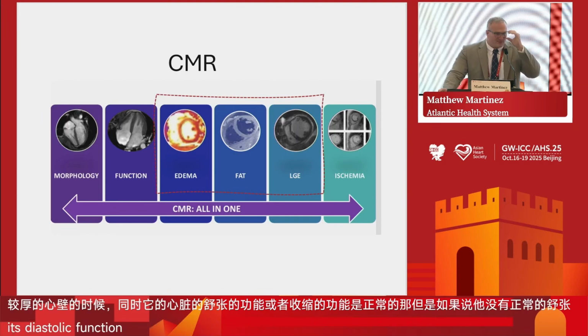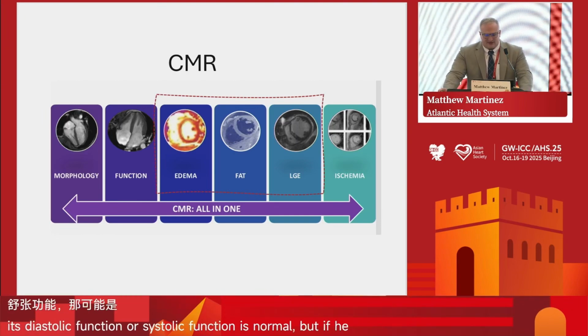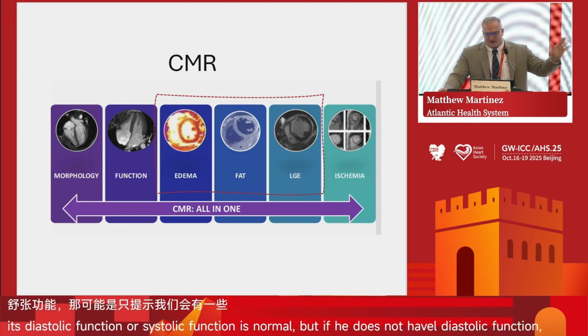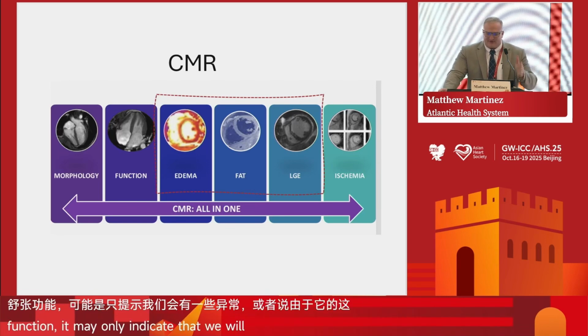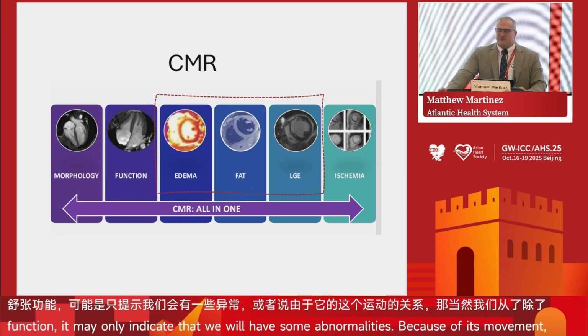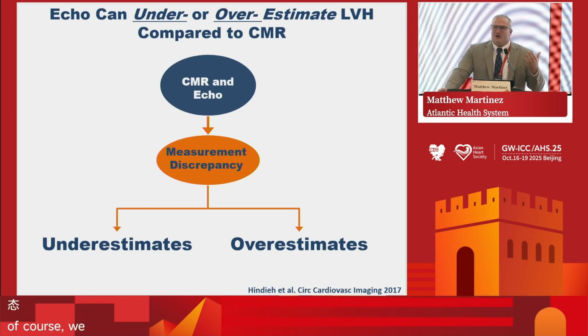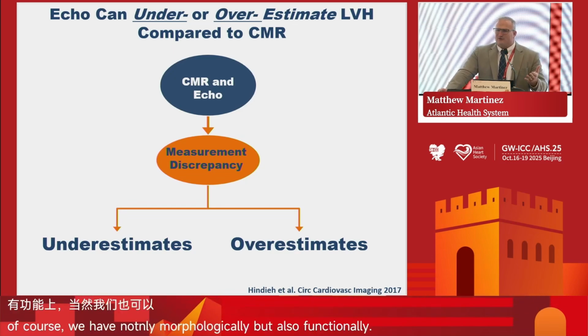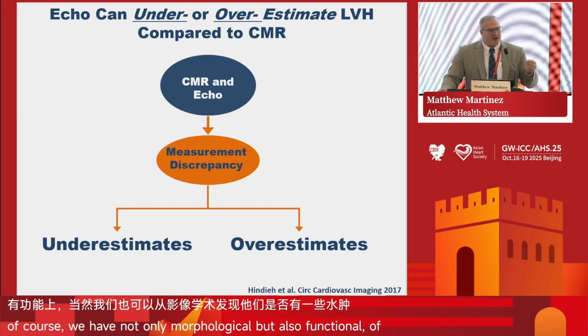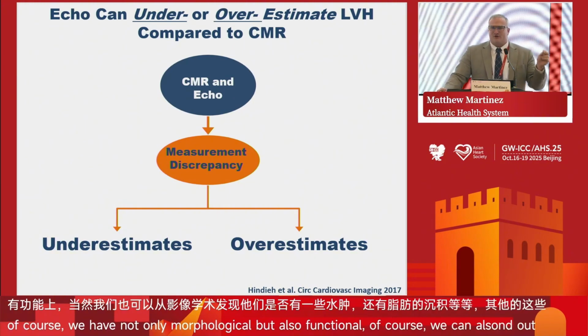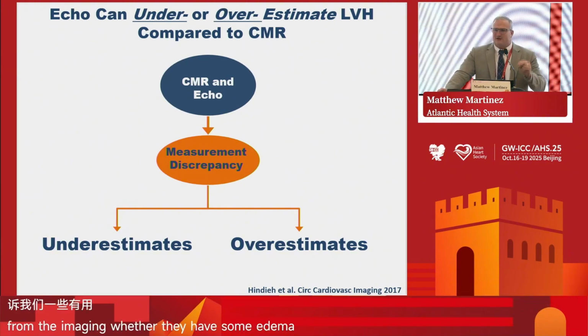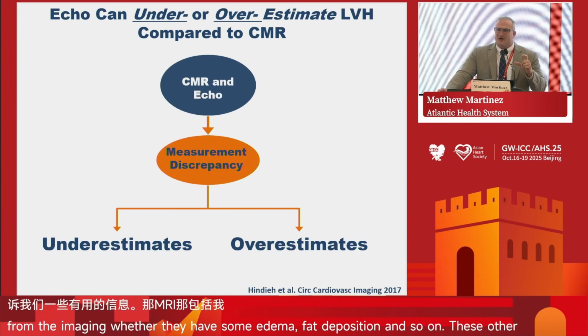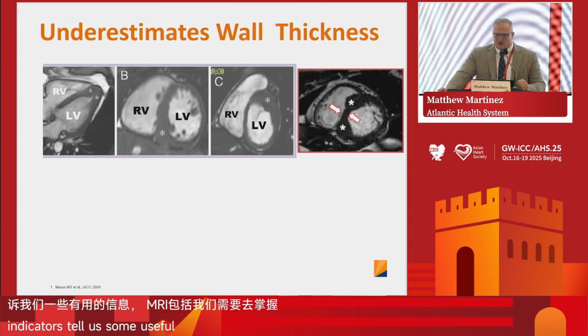Now, cardiac MRI plays a critical role in diagnosing HCM, whether it's morphology and function, but edema, fat, and late gadolinium assessment clearly separates this. Now, we talked about the problem areas for echocardiography. MRI shines in both underestimating and overestimating compared to echo. So it's much more diagnostic compared to echo using cardiac MRI.